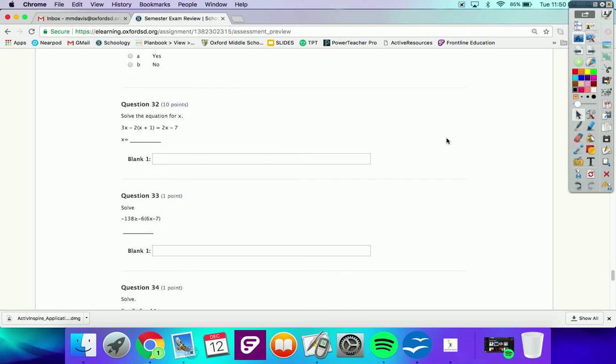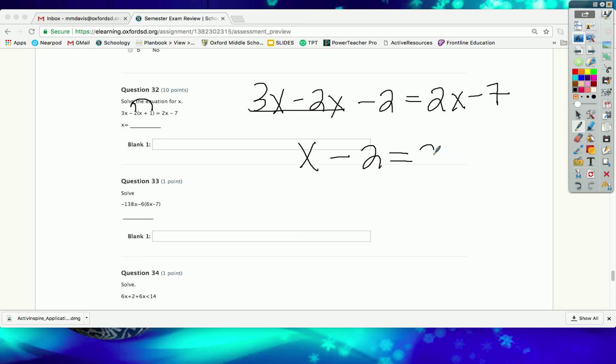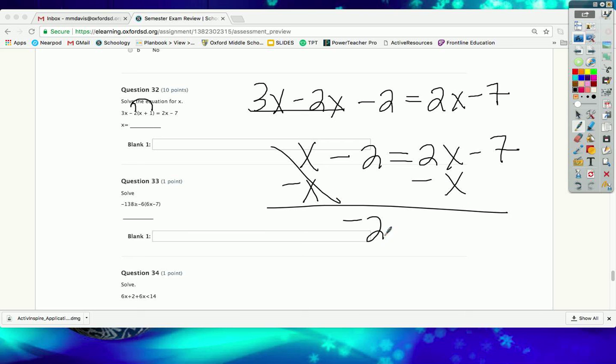Number 32, another equation. I need to spend some time first distributing. So I've got 3x minus 2x minus 2 equals 2x minus 7. Combine like terms. 3x minus 2x is a positive x minus 2. Got x's on both sides, so I need to get them together. So I got negative 2 equals x minus 7. When I add 7 to both sides, negative 2 plus 7 is 5, so the answer should be x equals 5 for number 32.